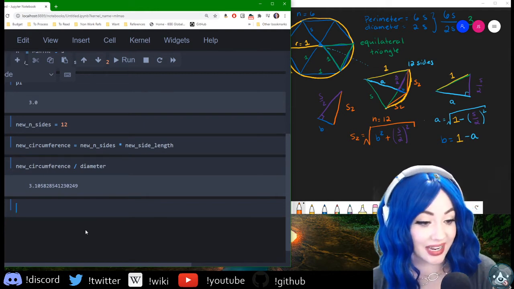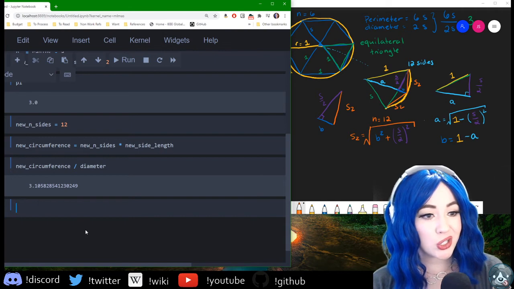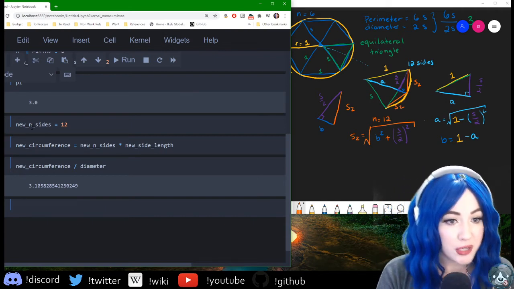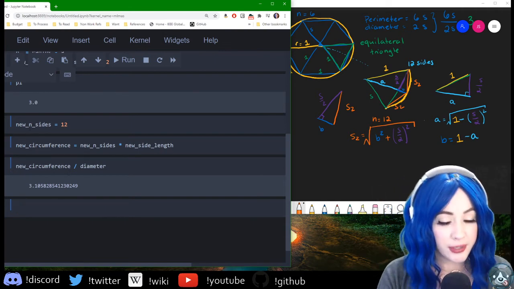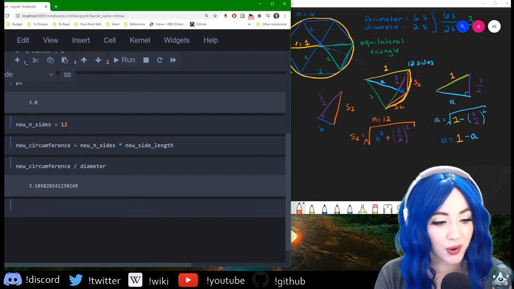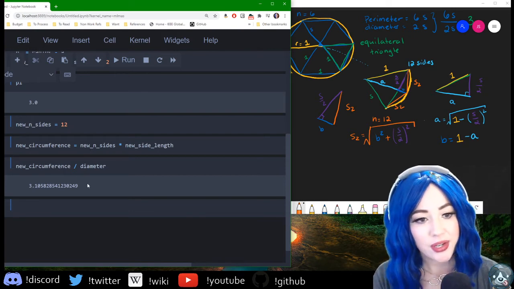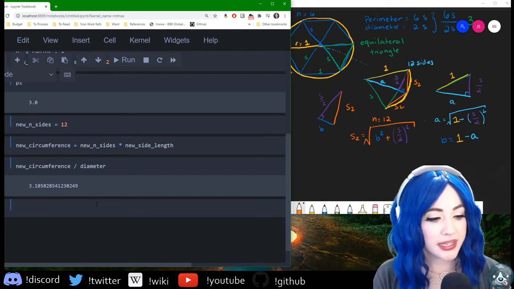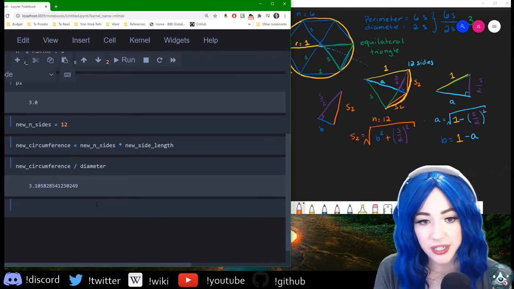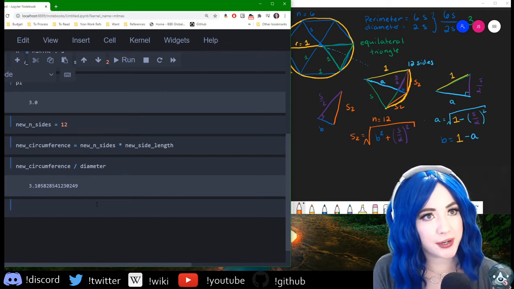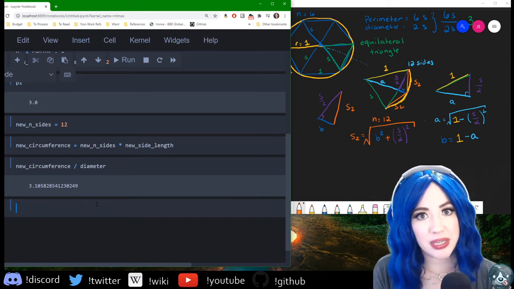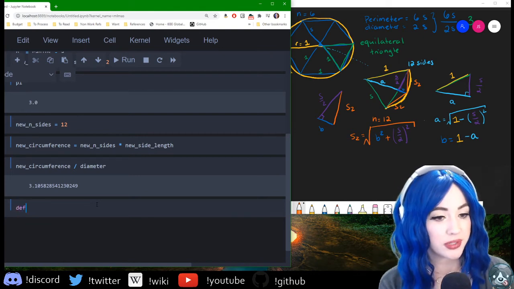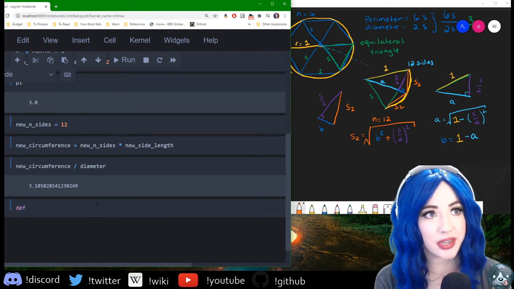So here's the next thing: do we really want to sit here typing out new n sides, new circumference? No, that's going to be a pain. So what we're going to do is create something called a function. And in Python, this is just a pattern. It's a pattern that we can repeat over and over again. We'll do this with something called def, which is like define, right?